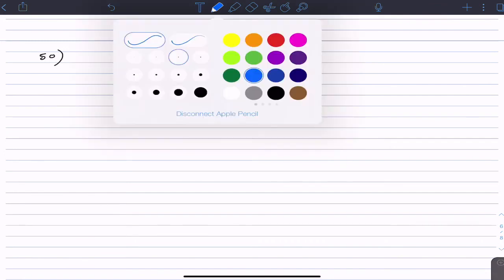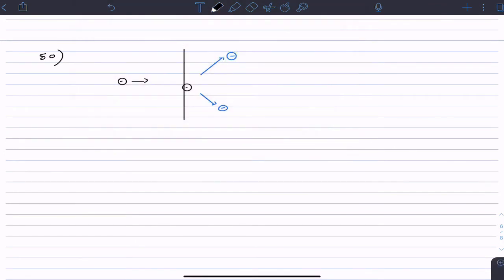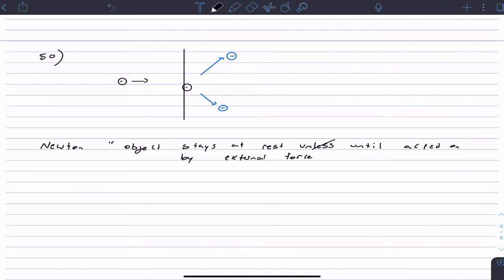If we consider Newton's laws, we had something, I think this is paraphrased, that an object at rest stays at rest until acted on by an external force, or an external change in momentum, because a force is a change in momentum, right?